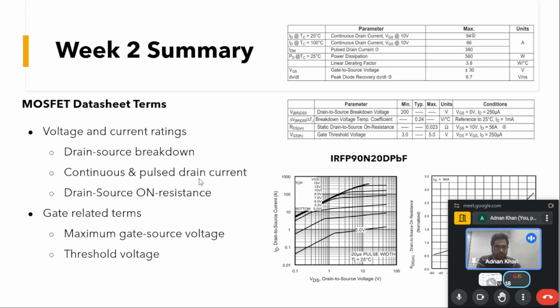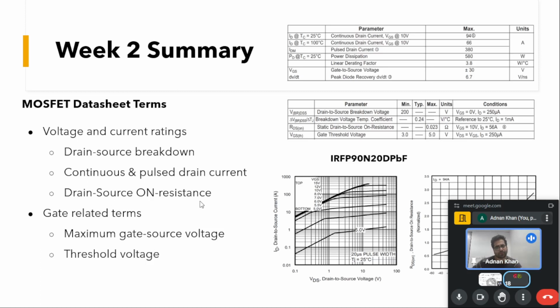Similar to the diode, there will be a rating provided for continuous and pulse drain current. You can have a continuous current at VGS 10 volt, at 25 degrees, of 94 amps. At 100 degrees, for the same thing, it will be around 66 amps only. So you can see the continuous current rating decreases with the increase in temperature. We have to keep that in mind while going through the data sheet: for what particular application we want these devices, and whether it is satisfying our requirement.